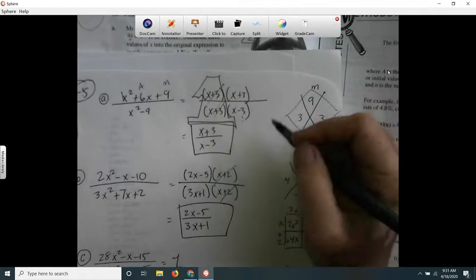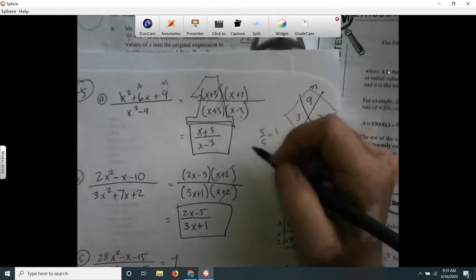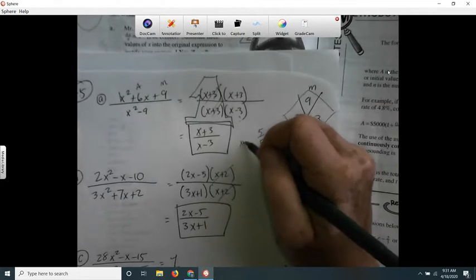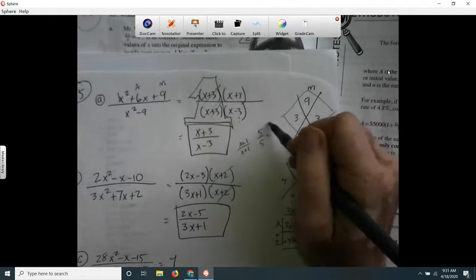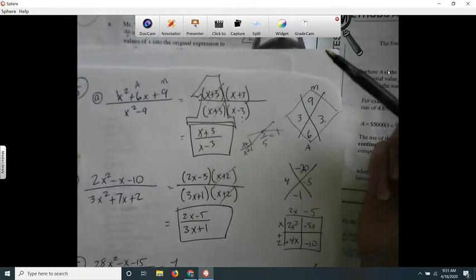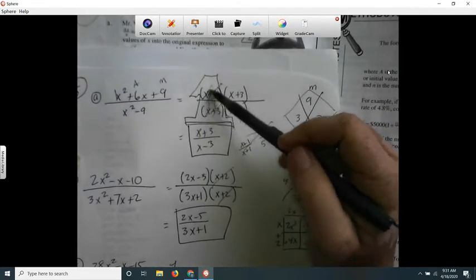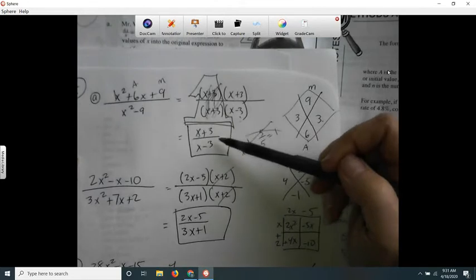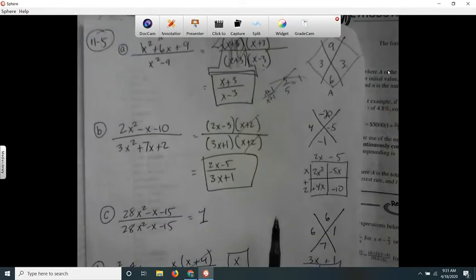Because, like 5 over 5, that equals 1. Anything, even x plus 1 over x plus 1 equals 1. Anything over itself equals 1. That's what we call a giant 1. But the giant 1s have to multiply, not add. So this whole thing cancels out, it goes away, and we end up with x plus 3 over x minus 3. Okay, that's how you simplify these things.